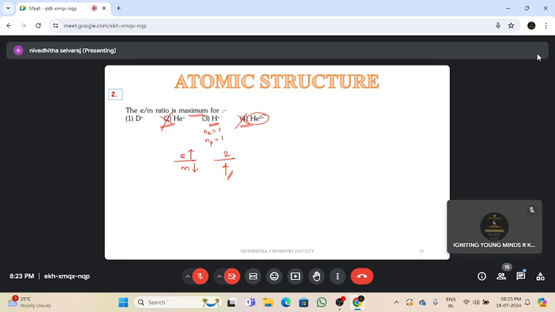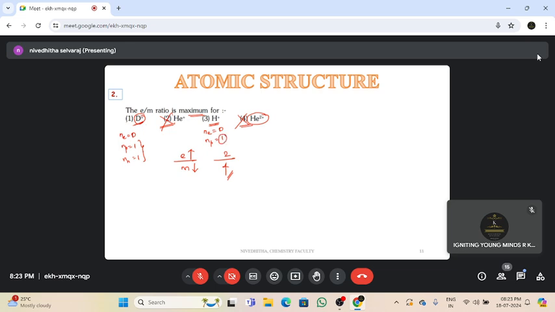As far as helium plus is concerned, there is no electron. As far as deuterium is concerned, the number of electrons is 1, the number of protons is 1, and the number of neutrons is also 1. According to this species, there is no electron here. So the mass of deuterium is due to both proton and neutron, while the mass of hydrogen is due to only the proton.